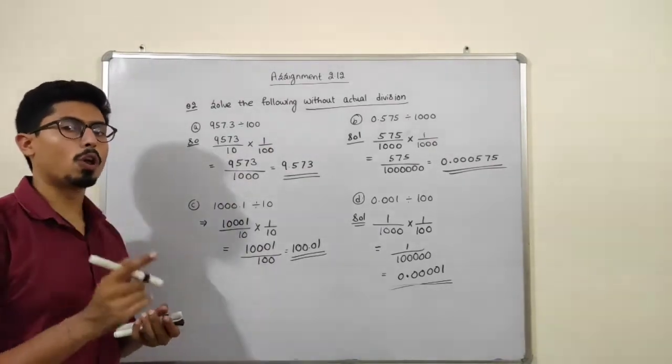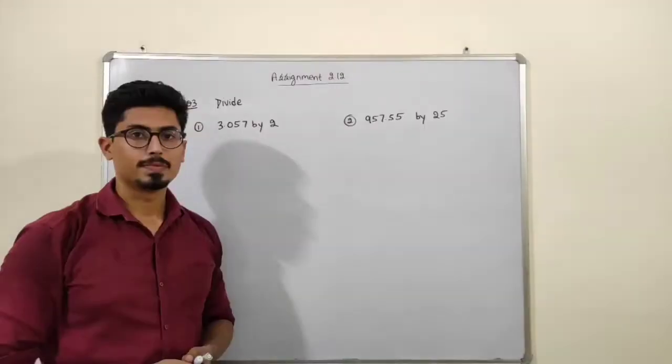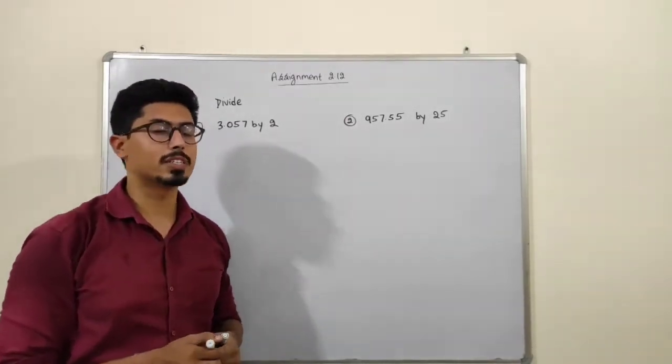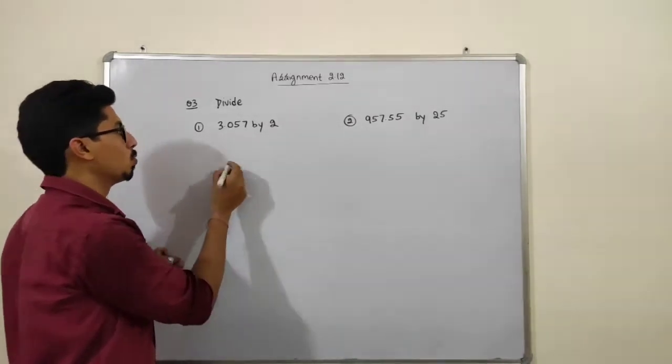Okay. So I hope all of you understand question number 2. Now moving forward to our next question, that is question number 3, students. Now we have to divide 3.057 by 2.